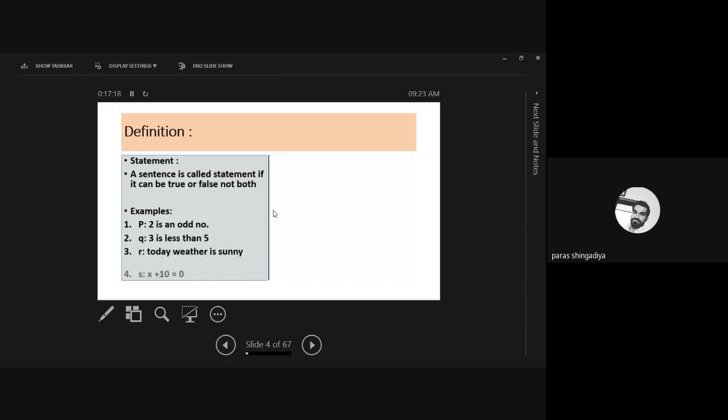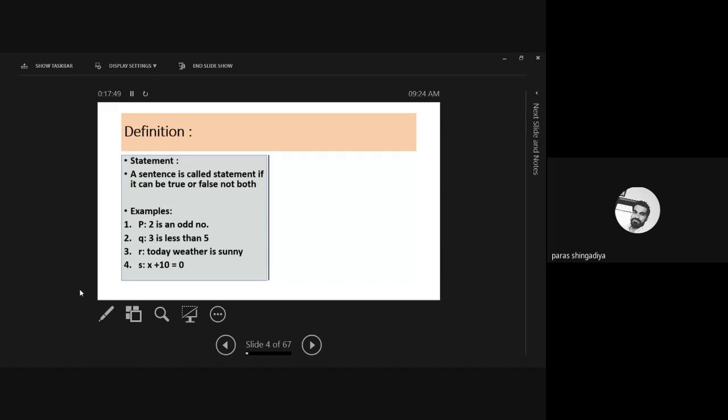Here are some examples. First is P. You can denote a sentence by any notation: A, B, C, D, or P, Q, R, S, T. So sentence P: 2 is an odd number. I just wrote one mathematical form. What is its logical outcome? It is false, because 2 is an even number.